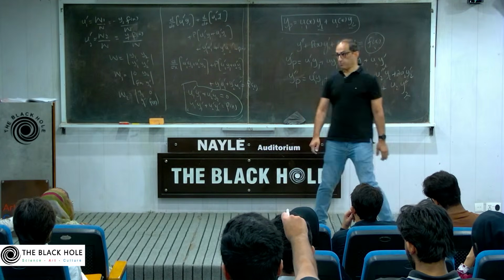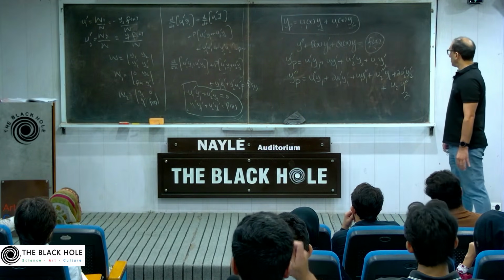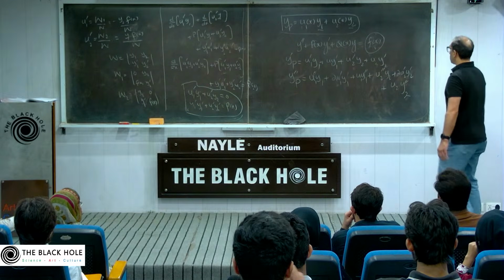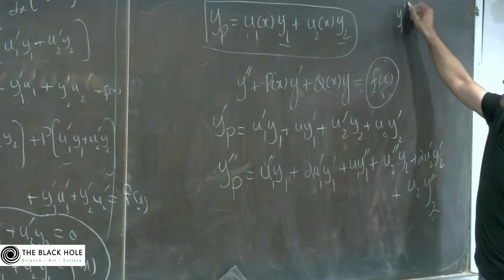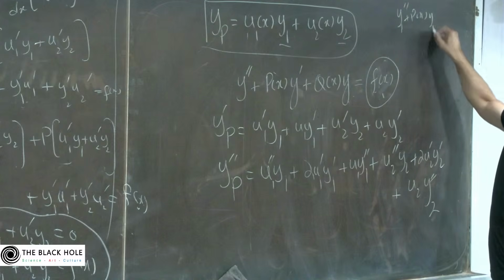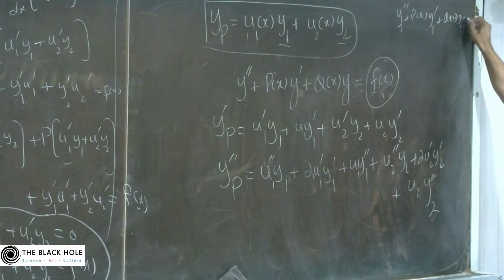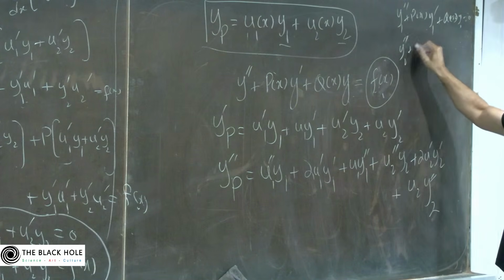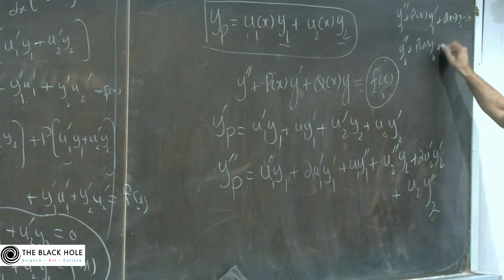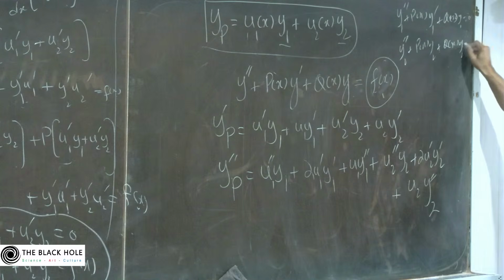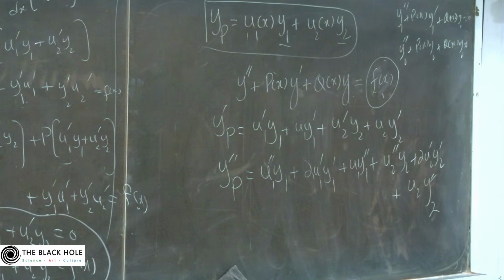And sir, why did the q of x term from there not come here? Because y1 double dash plus p of x y1 dash plus q of x y1 is equal to 0, and y2 double dash plus p of x y2 dash plus q of x y2 is equal to 0. Everything is done and dealt with.